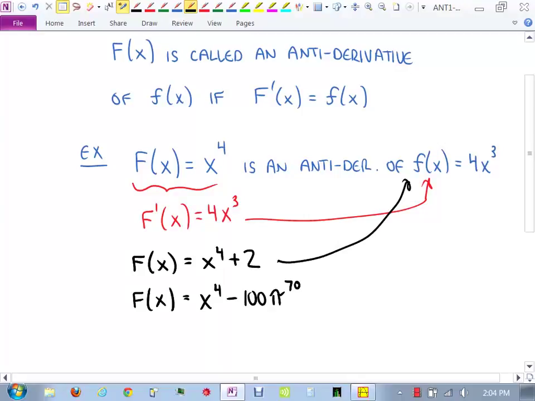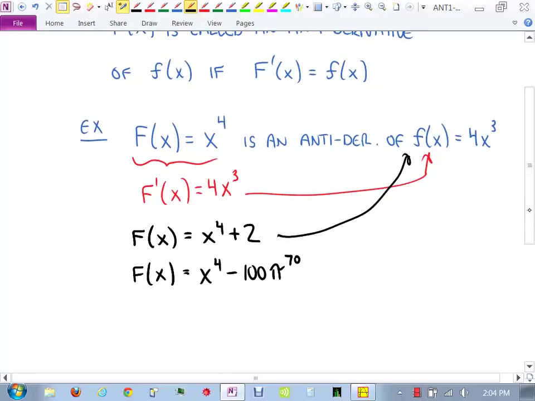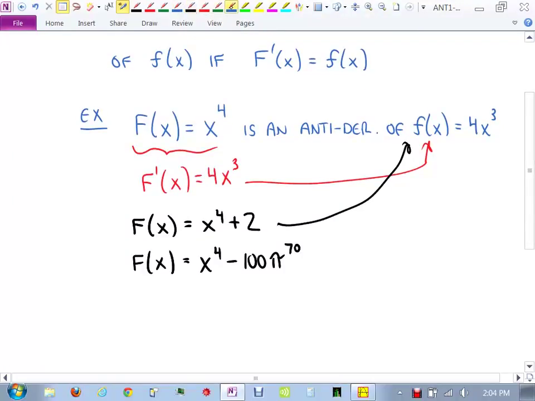So how many possible antiderivatives are there? Infinite. So there's an infinite number of antiderivatives, but they all look the same. They all have to look like what? All of them would have to look like capital F of x equals x to the fourth and a constant. Good. Plus some constant. It can't vary from that though, right?